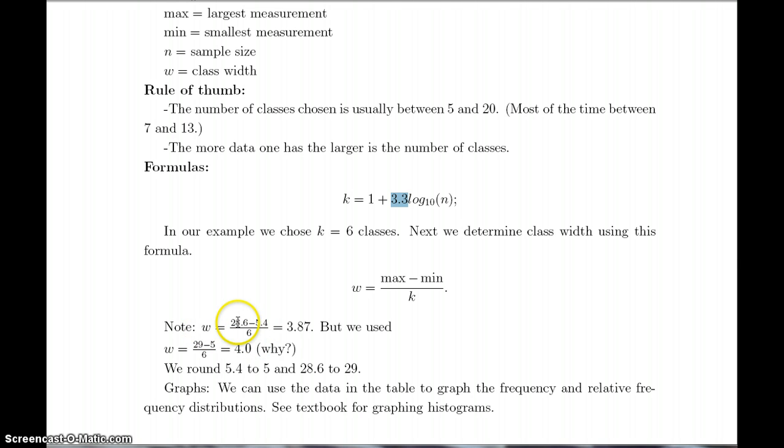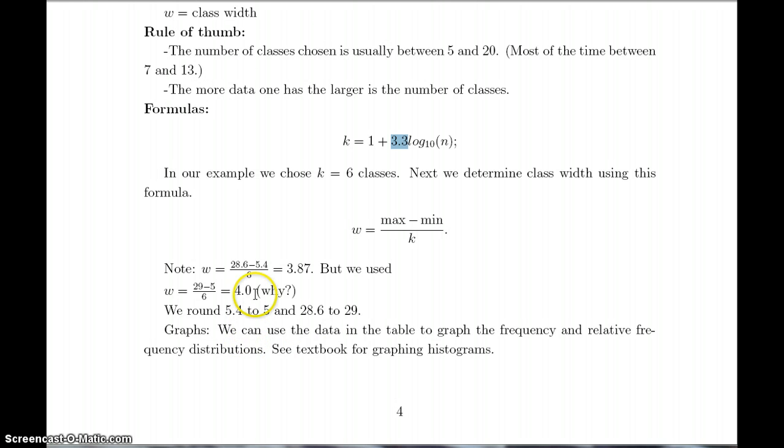The width should be 28.6, which is our largest measurement, minus 5.4, which is our lowest measurement, divided by 6. That gives us 3.87, but we used 4. Basically, in this case, you round a little bit to make sure you get a nice class width. It gives you much better data, much better visual, because that's the whole idea of this frequency distribution, to get a good visual of what's going on.